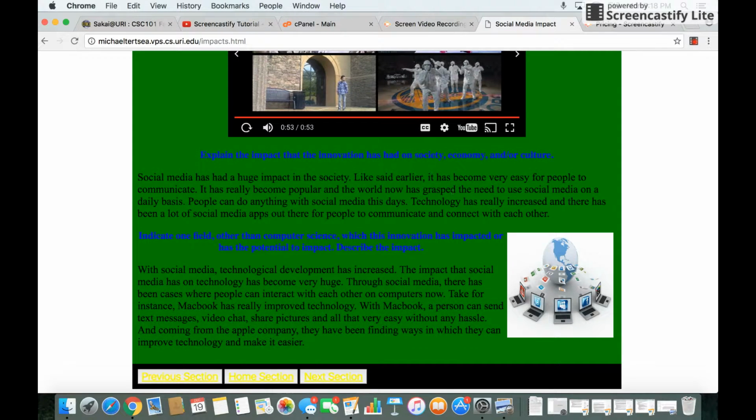Indicate one field other than computer science which this innovation has impacted or has the potential to impact. With social media technology, technological development has increased. Through social media, there has been cases where people can interact with each other on computers now. Take for instance, MacBook has really improved technology. With MacBook, people can send text messages, video chat, share pictures, and all that very easy without hassle. Coming from the Apple company, they have been finding ways in which they can improve technology and make it easier.